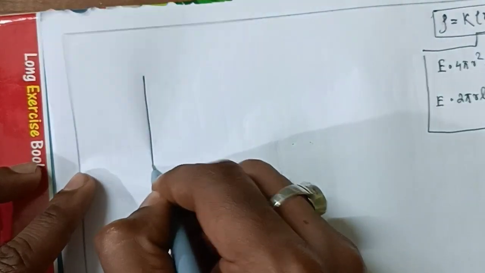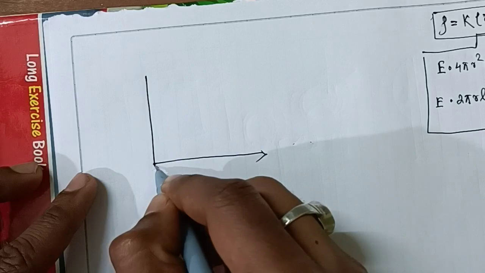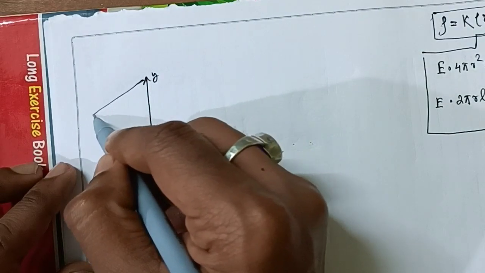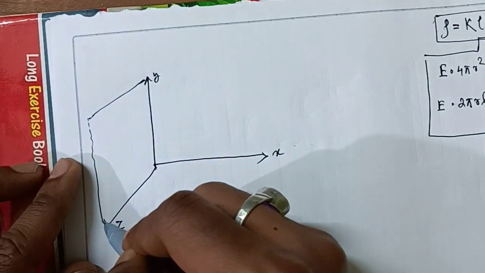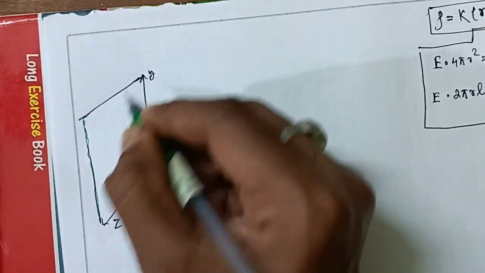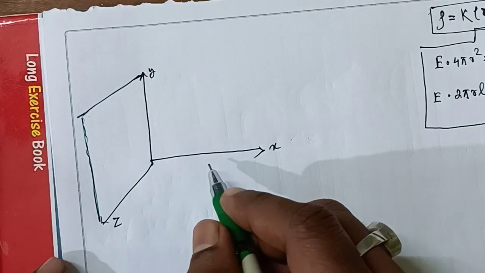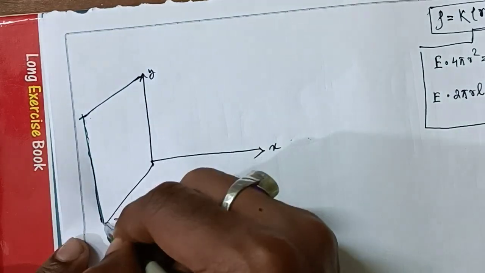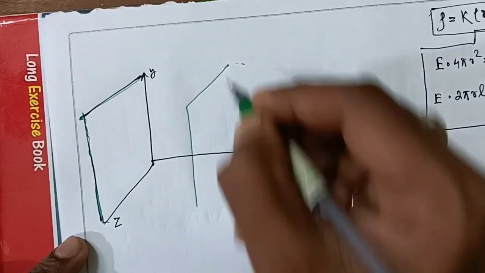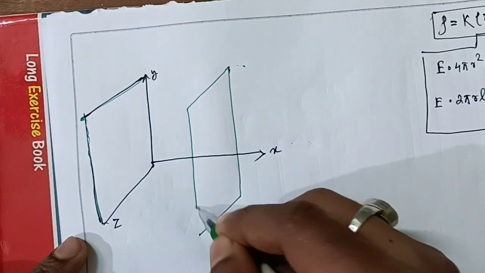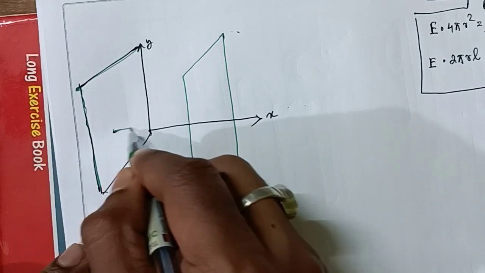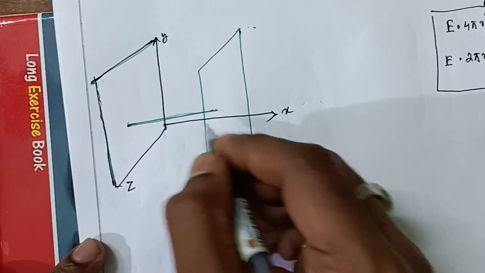This is my y axis, this is x axis, and this is z axis. This is one plane like this. A region between the yz plane, this is one plane, and there is another plane parallel to yz. So I will draw exactly another plane which is parallel to yz. And the distance between these two planes I consider to be d.